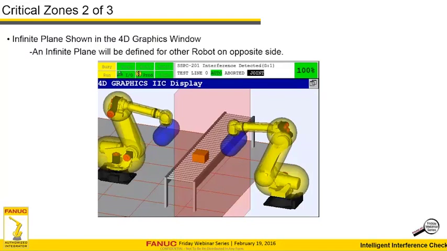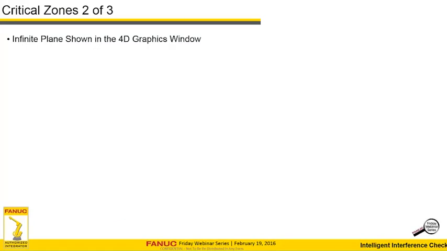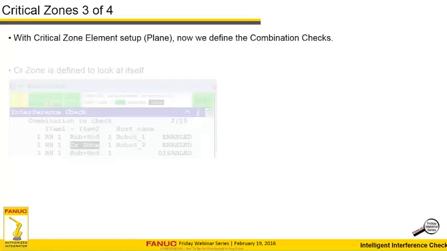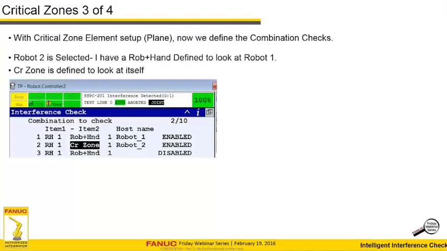So here's a visualization of the plane of this example. Once we have the element set up, we can now define the combination checks. So we specify that we have robot 2 selected. We specify that there's a critical zone, and that critical zone is defined to look at itself.